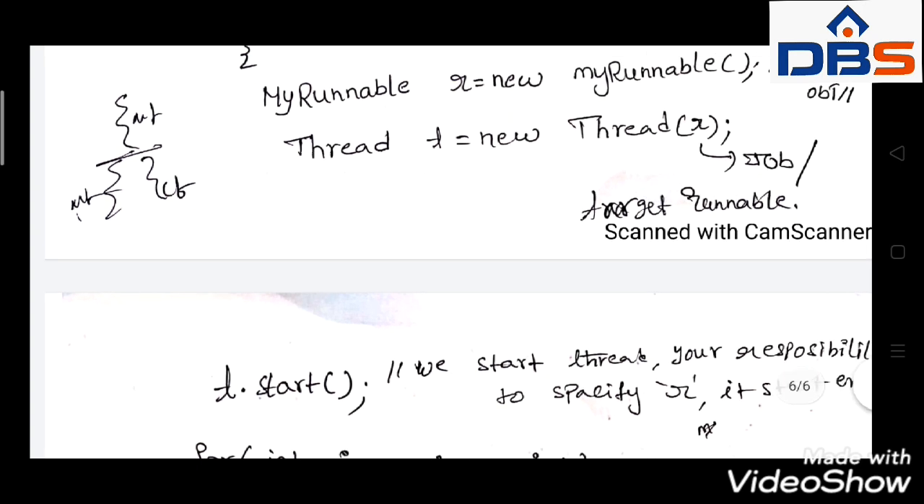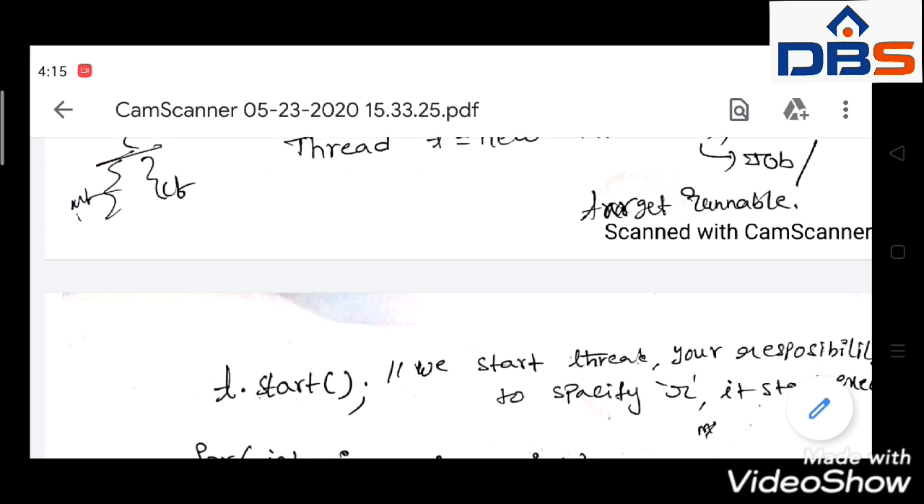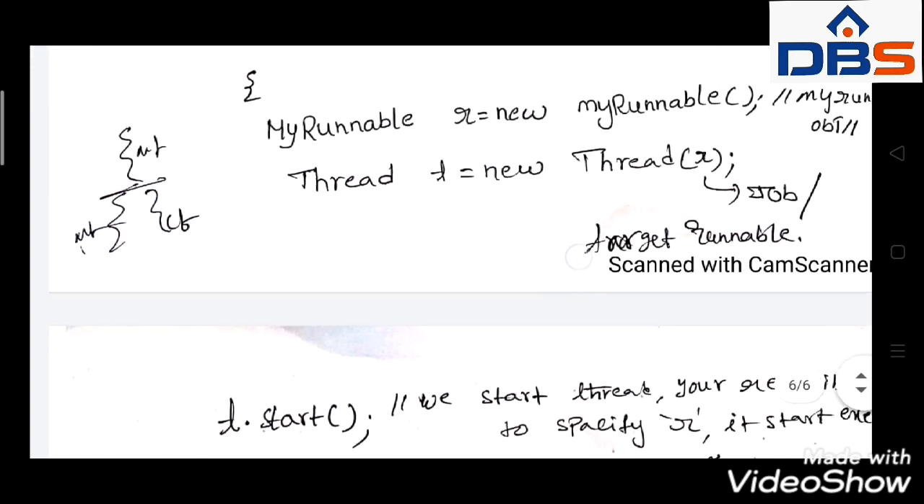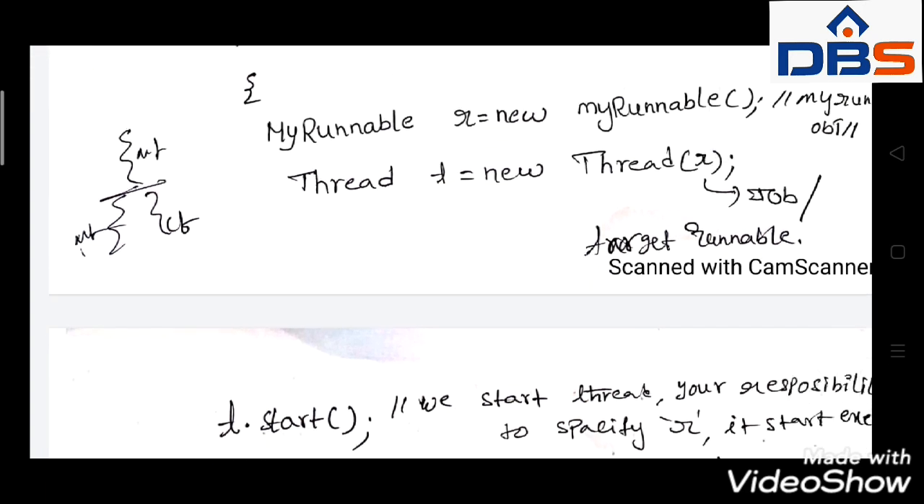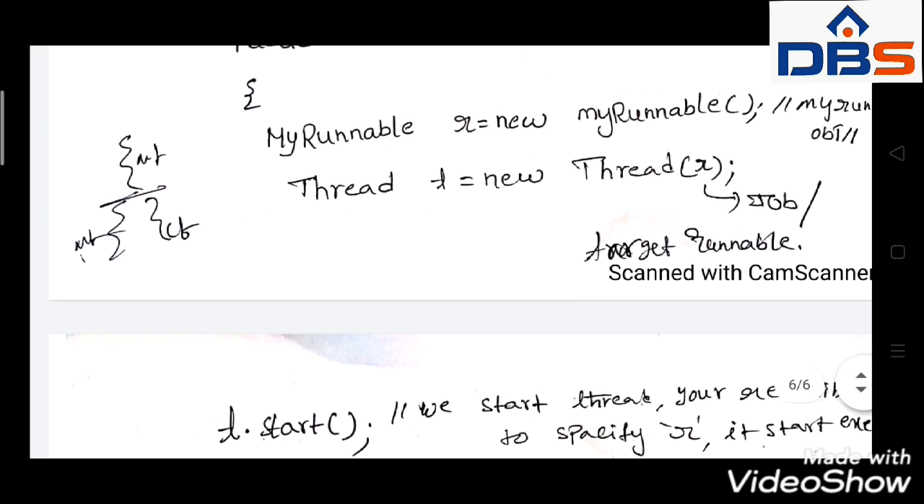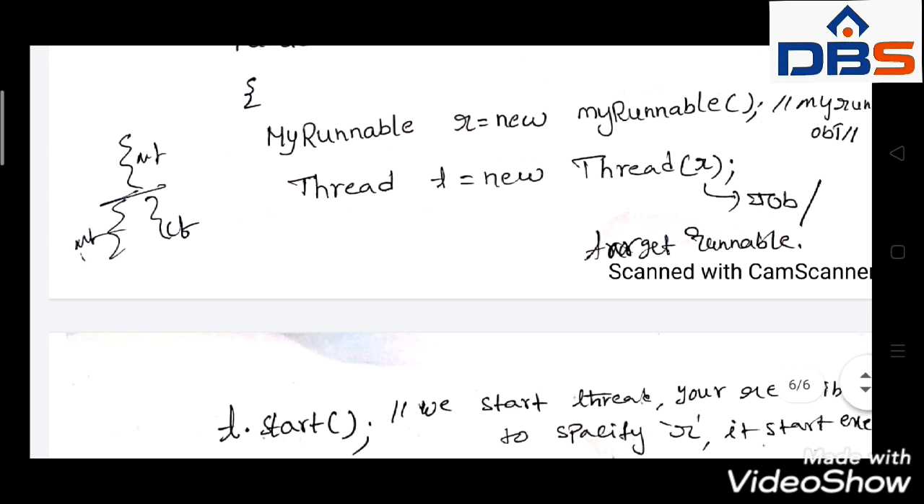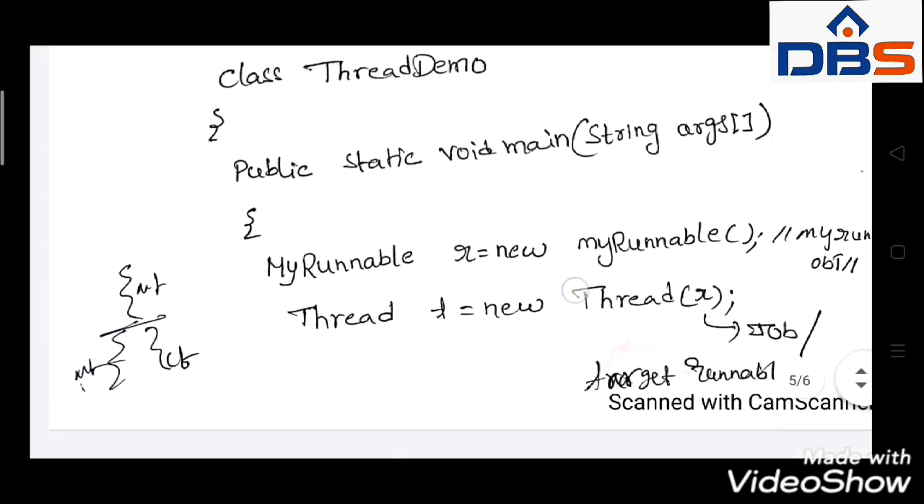So here, within the parenthesis, I am not leaving it empty, I mentioned r. R is nothing but my runnable thread, that is, it is related to the child thread. This is related to the runnable child thread. So automatically, when it comes here, it goes to this point, r = new MyRunnable.